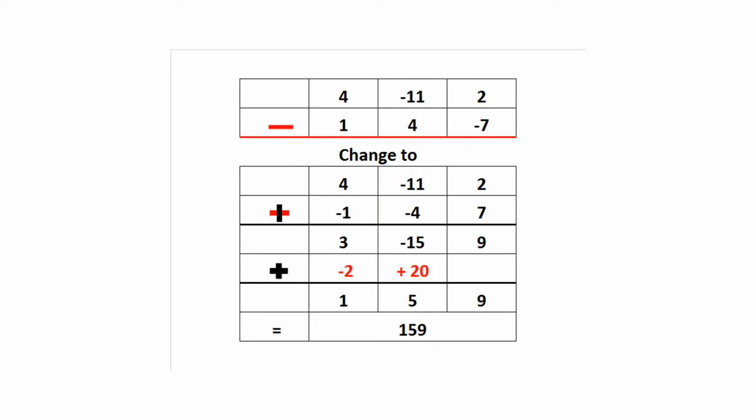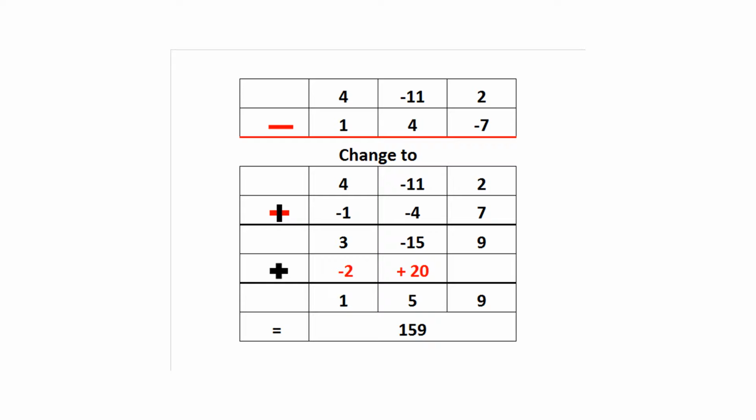In this problem, we have 4 in the hundreds position, -11 in the tens position, and 2 in the ones position. We are taking away 1 in the hundreds position, 4 in the tens position, and -7 in the ones position. Immediately change the second row with the signs. The negative sign becomes a plus sign. 1 becomes -1. 4 becomes -4. -7 becomes 7.